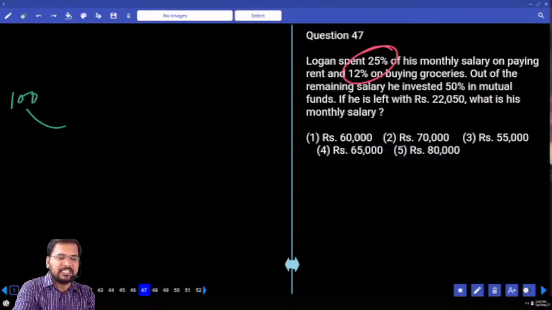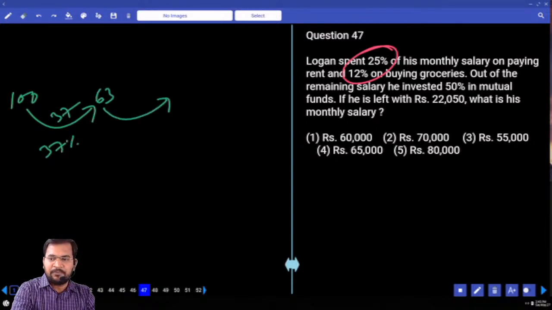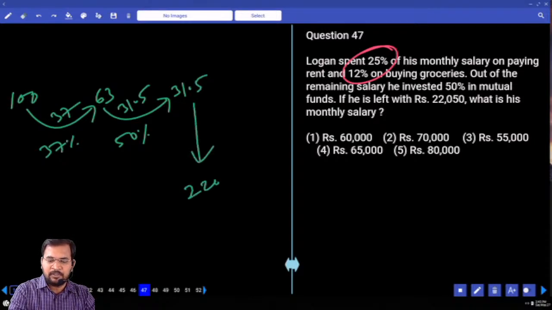So together how much is spent? 37%. 37% of 100 is 37. Remaining will be what? 63. Out of 63, 50% in mutual funds. 50% is about half. Remaining is, according to our problem, 22,050.